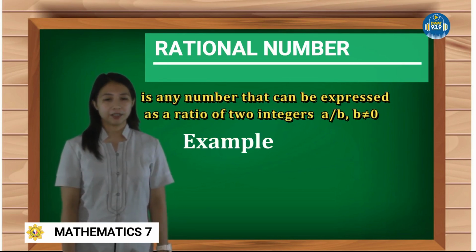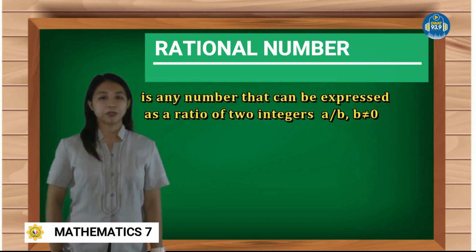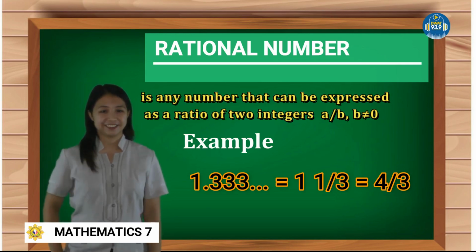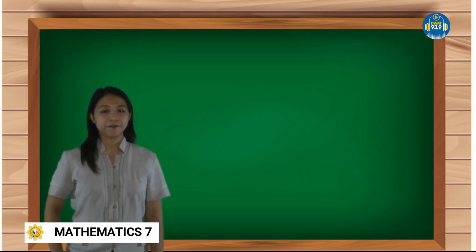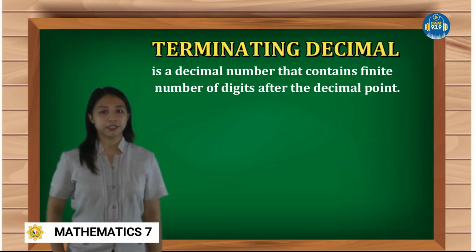For example, 3 is an example of a rational number since 3 can be expressed as 3 over 1. How about 1.33? It is a rational number because it can be expressed as 1 and 1/3, which is equal to 4/3. Note that every rational number can be represented by either a terminating decimal or a repeating decimal. A terminating decimal is usually defined as a decimal number that contains a finite number of digits after the decimal point.